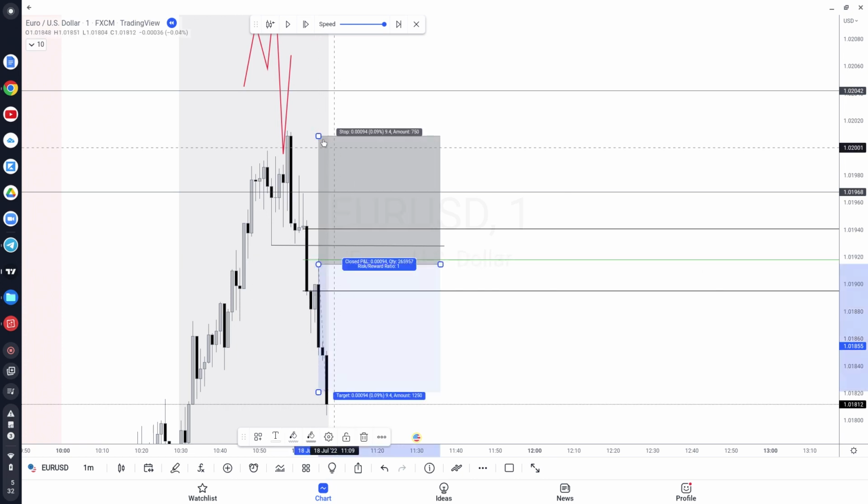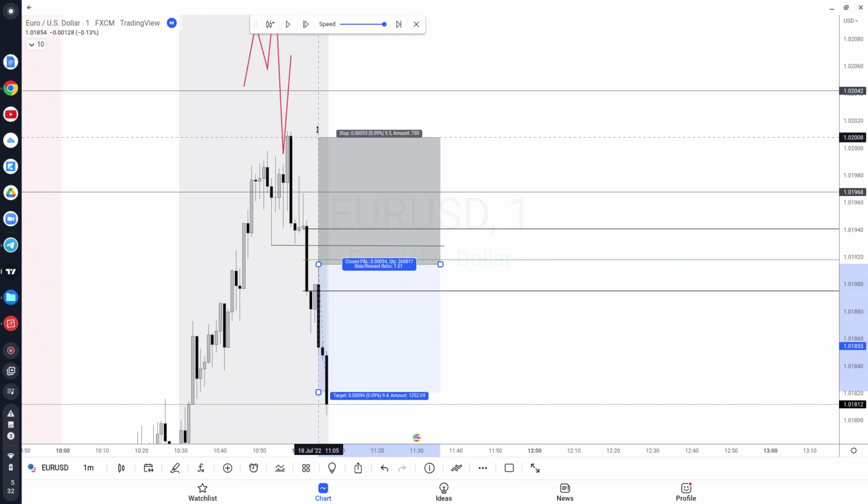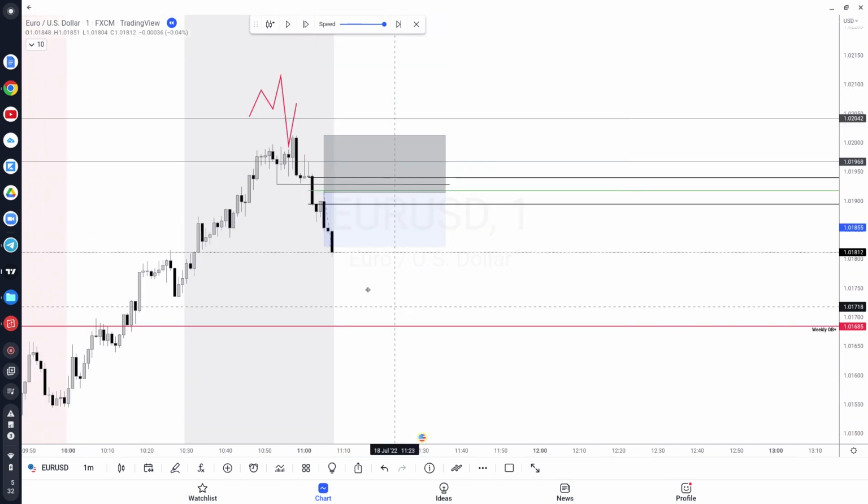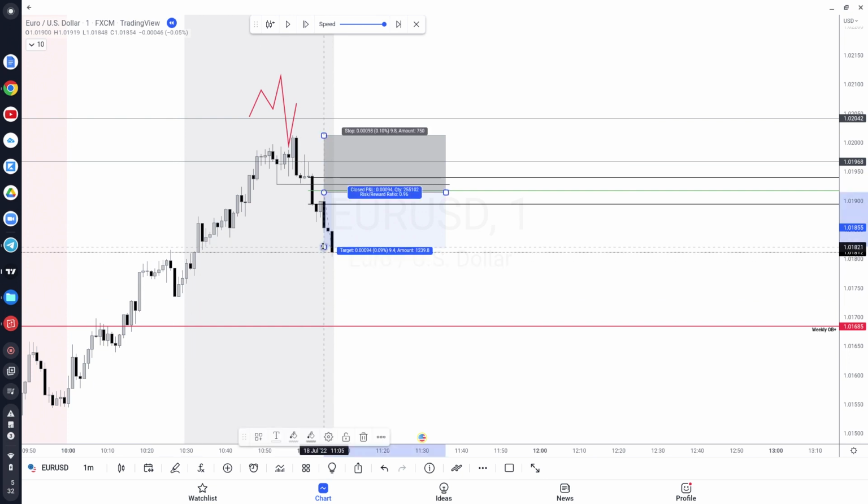And then let's just kind of check out that RR. And then also you can either be aggressive or conservative with your stop. I would probably be more conservative in this case. And then ideally we would target this particular low here as an overall target.